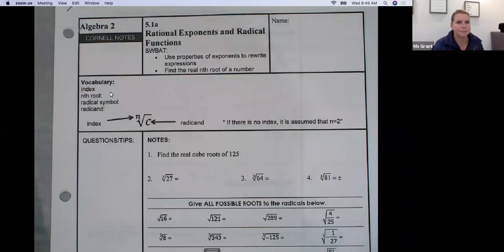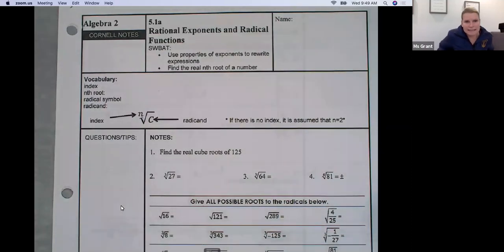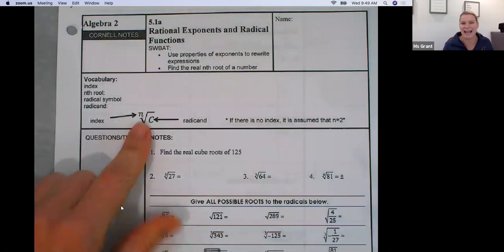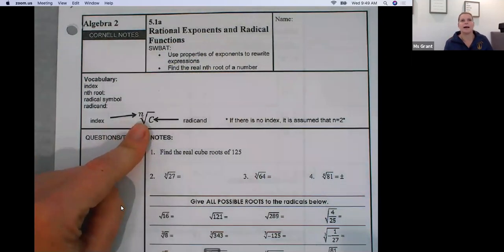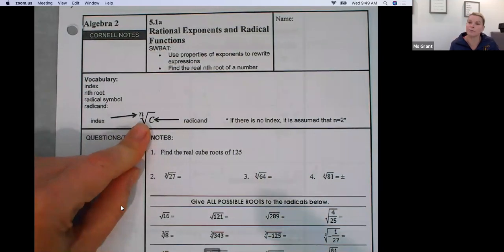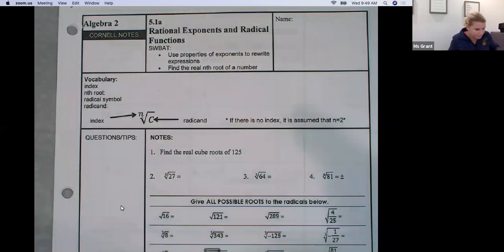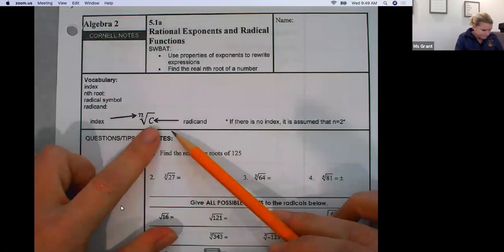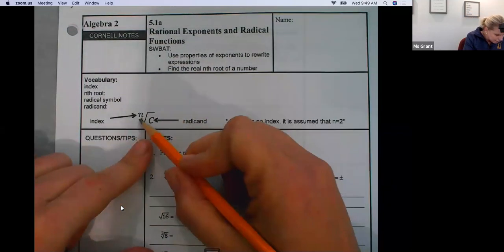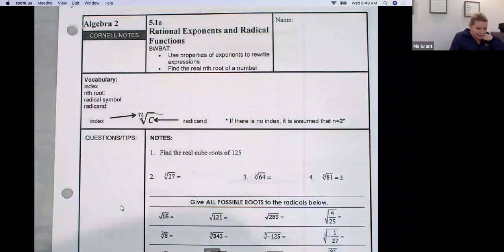Okay. Awesome. So the number that is in the little square root area is called the index. It's called the root. And if it's a 2, we don't write it. But if it were 3, we would write it. If it were 4, we would write it, or a 5. But in general, when it's empty, a square root is a 2, right? We call this the radicand. This is the radical symbol right here, right? If there is no index, assume that it is a 2.